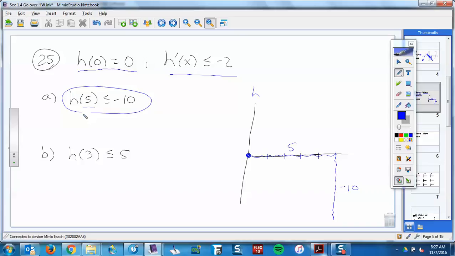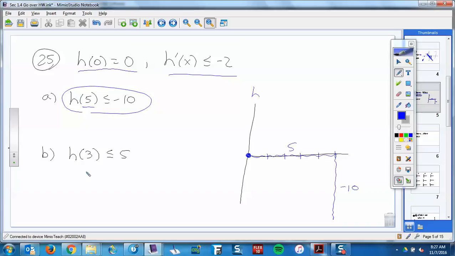Slope is less than or equal to -2, which means it could be -3, -4, -5. So I could go over 5 and down 10. I could go over 5 and down 15. I could go over 5 and down 20, right? That'd be if the slope's -4, right? So it's got to go down at least 10, but it could go down more, right? So that means my y value, because that's what h of 5 means, the y value at an x value of 5, the y value has to be -10 or lower, less than.